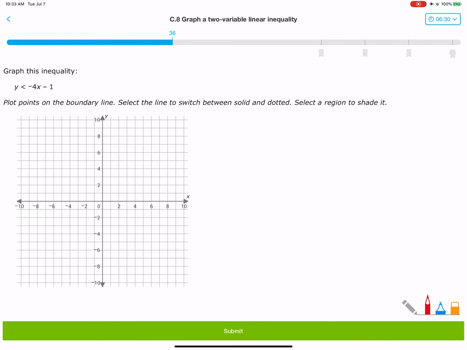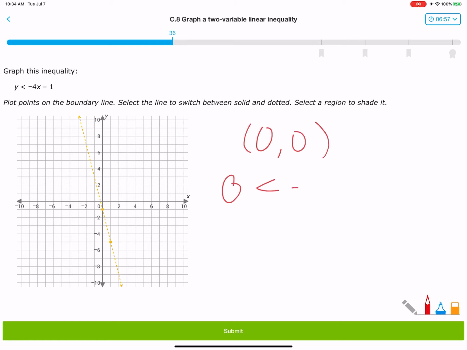Okay? This inequality starts at -1. Okay? And we're going to go down 4 over 1. And it's going to be dotted because it is not equal to, and y is less than. And so I'm going to pick a point on the graph. Let's pick 0, 0. That's an easy point to pick. Okay? So we got 0, 0.